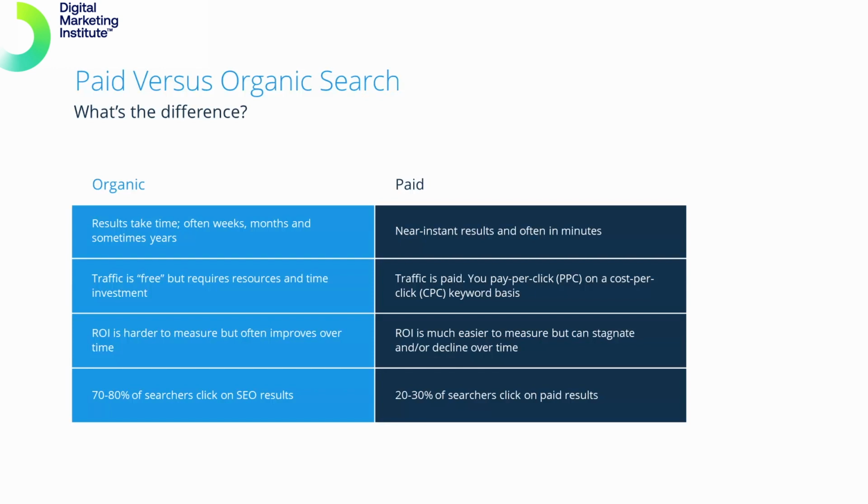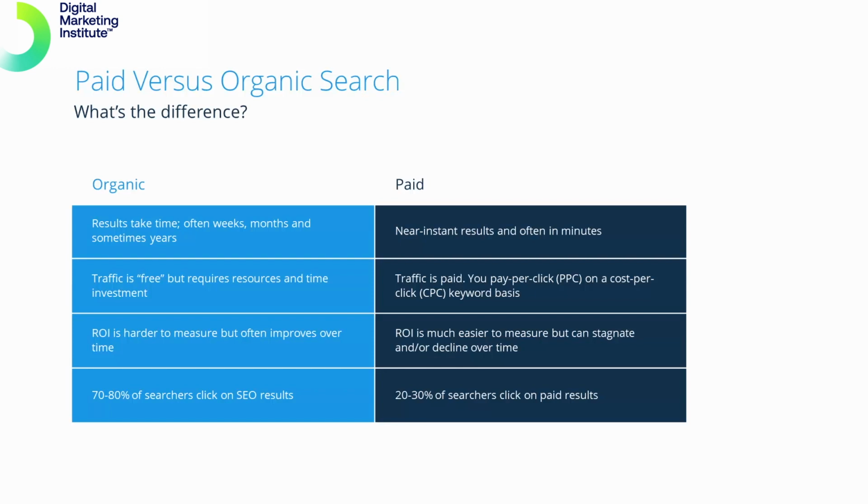When it comes to paying, well, as the name suggests, with paid search you're actually paying on a pay-per-click basis. And this happens on a cost-per-click basis. So what that means is if you want to appear for a keyword, you have to pay the search engine a particular amount for that keyword. For organic search, it's actually free. And we've got free in quotes, and that's because it does require resources and time. So there is an investment element to it as well.